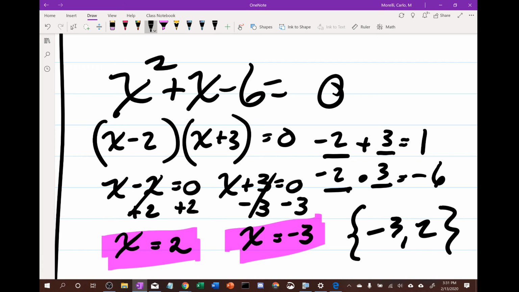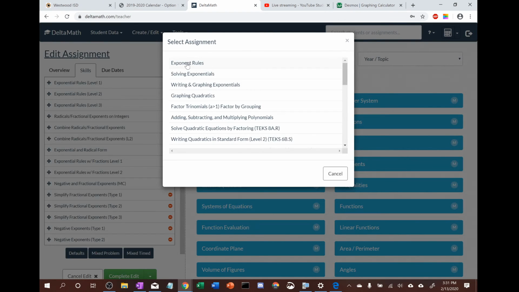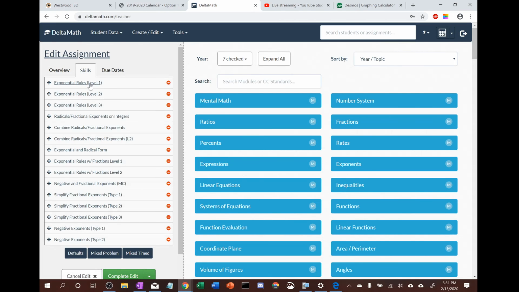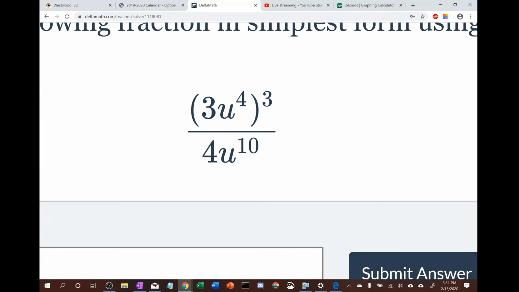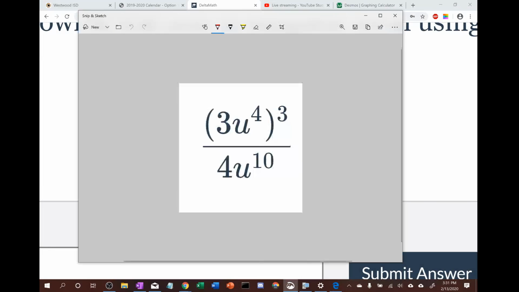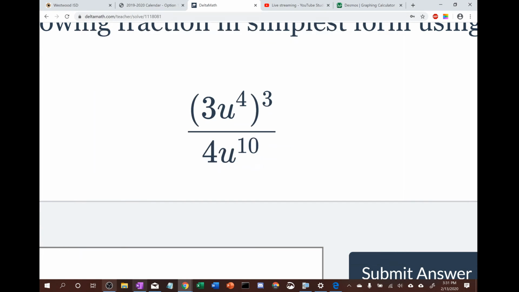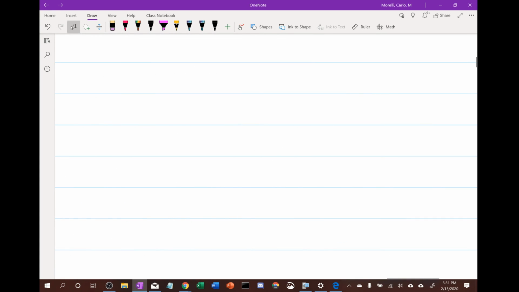You did it. Now, I'll just show you before y'all start getting going, your Delta Math homework, exponent rules. Let's take a look at that assignment so you see. Each one of these skills has 2 questions. They're easy. Now, here's one example. Just look, watch, and you'll get it. Y'all are doing super good today.